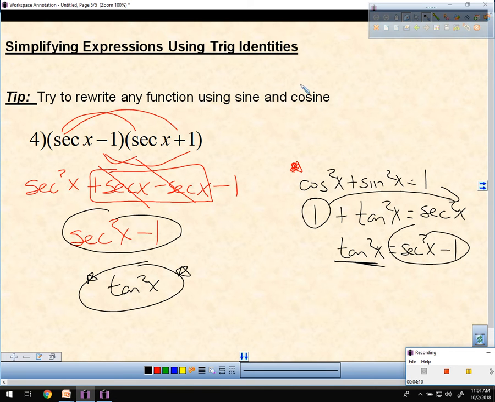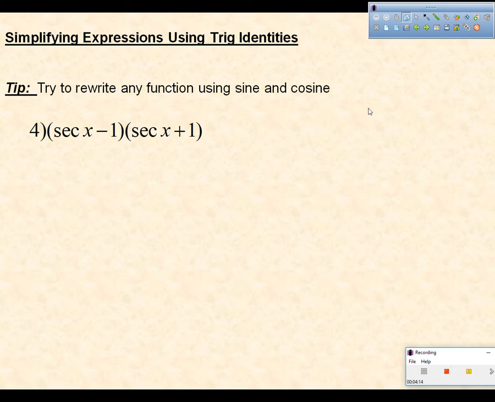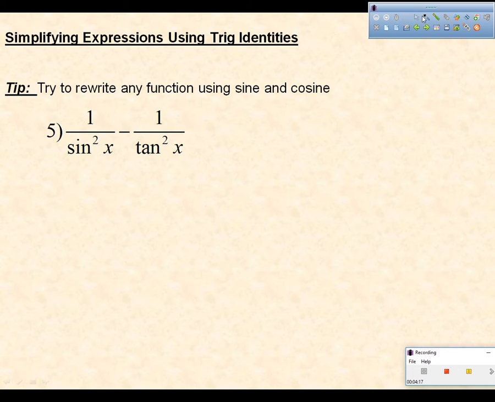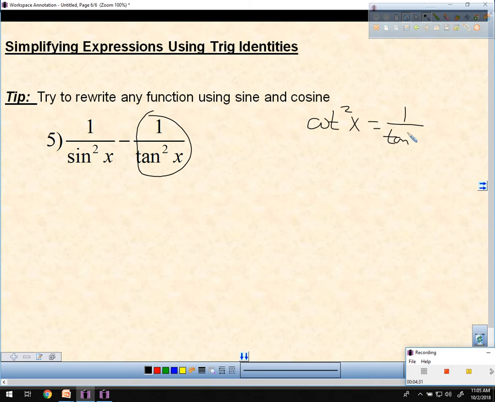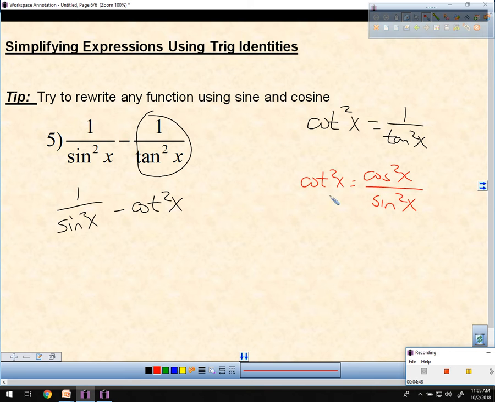For number 5, I have two fractions: 1 over sine squared of x minus 1 over tangent squared of x. This reminds me of one of my reciprocal identities. 1 over tangent squared is equal to cotangent squared, because cotangent squared is equal to 1 over tangent squared of x. So I'd have 1 over sine squared of x minus cotangent squared, and then I also remember that cotangent is cosine over sine. So cotangent squared would be cosine squared over sine squared.